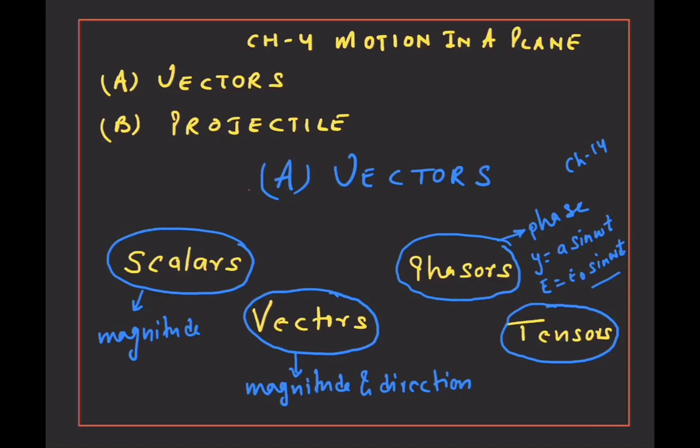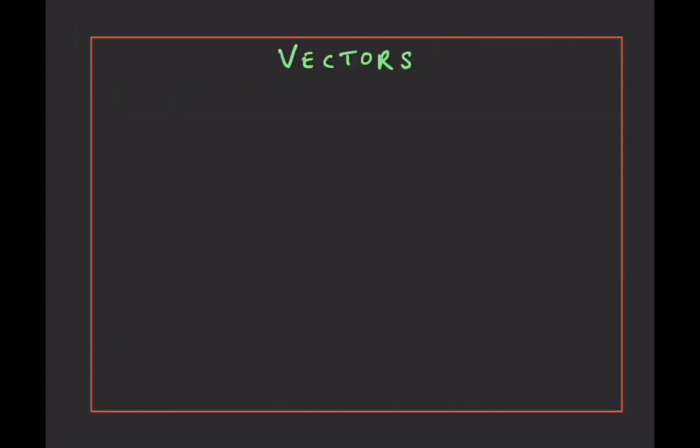And tensors are those physical quantities which have different values in different directions at the same point. For example, tensors: moment of inertia, refractive index, stress, etc. Let's start vectors.